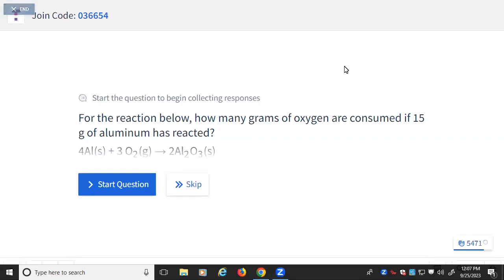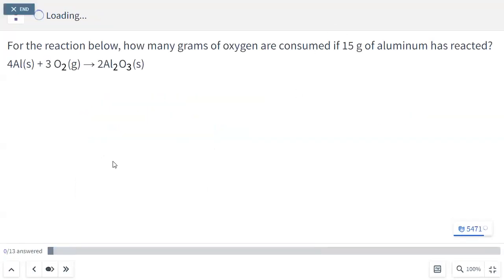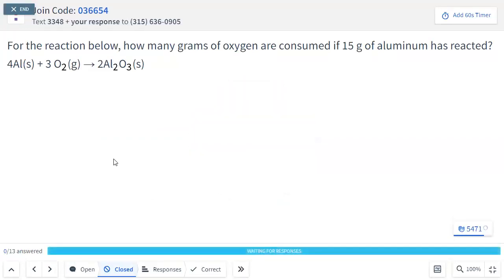So for our first review question, I want to ask you this. If this is our chemical reaction between aluminum and oxygen to make aluminum oxide, how many grams of oxygen are going to be consumed, are going to react if we react 15 grams of aluminum?